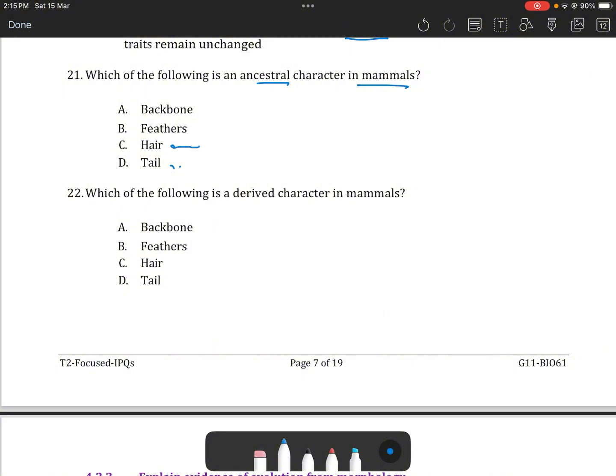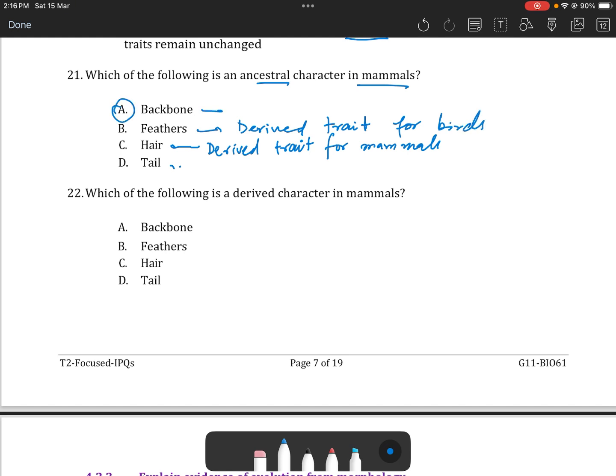So here is a derived trait for mammals. Feathers is a derived trait for birds, while the backbone is the correct answer. Which of the following is a derived trait for mammal? As I told you already here.